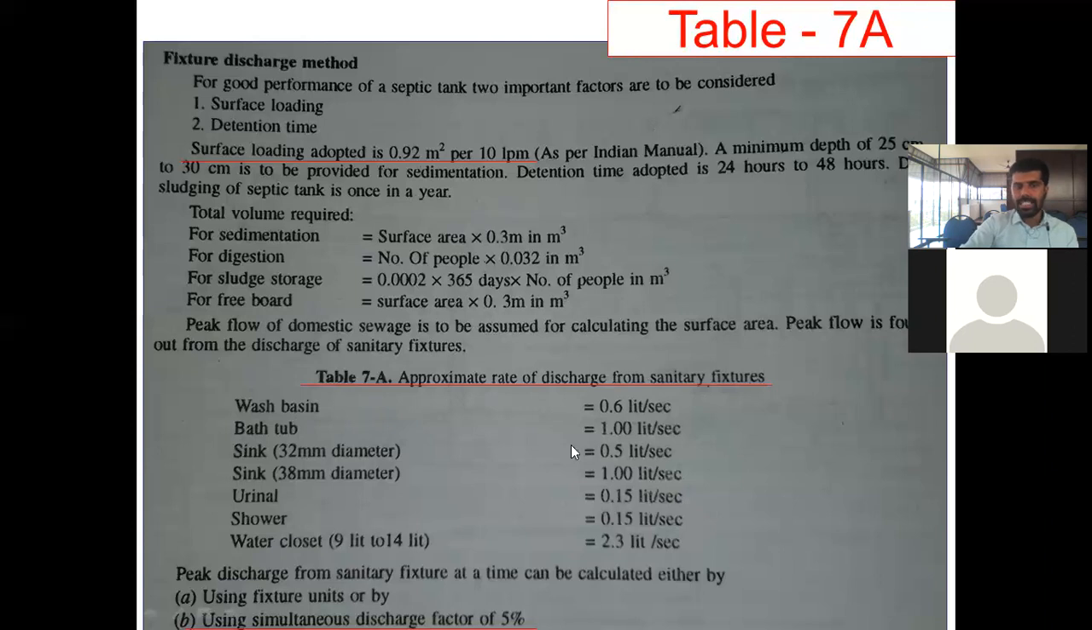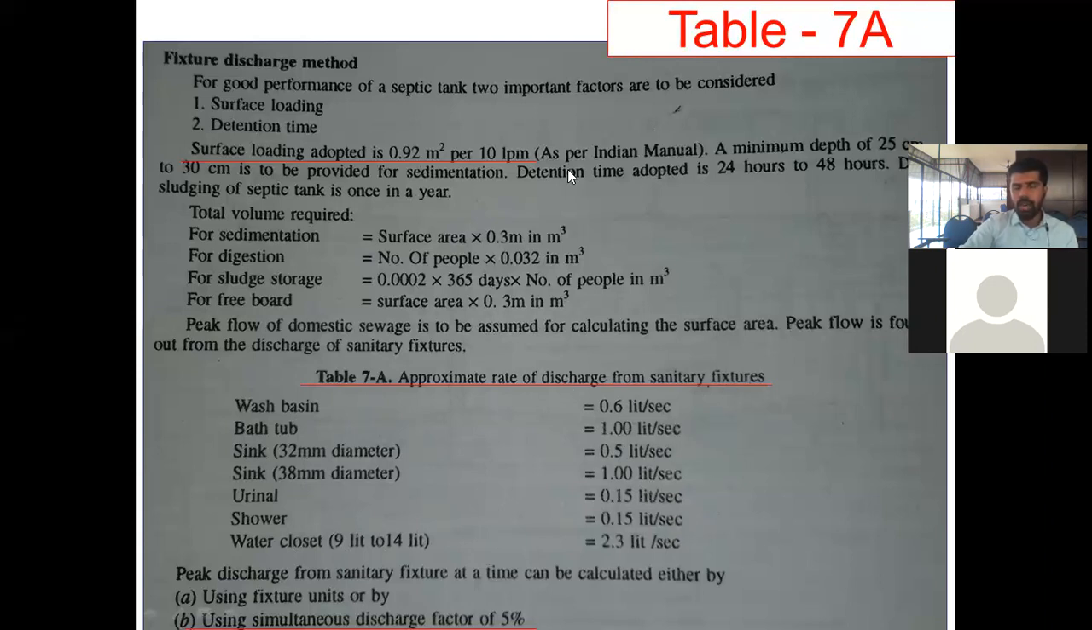Okay, bathtub is 1 liter per second. Sink 0.5 liter per second. Sink of 38 mm diameter is 1 liter per second. Urinal it is 0.15 liter per second, shower 0.15 liter per second, water closet 2.3 liter per second. Okay, so this is the approximate rate of discharge from sanitary fixtures.